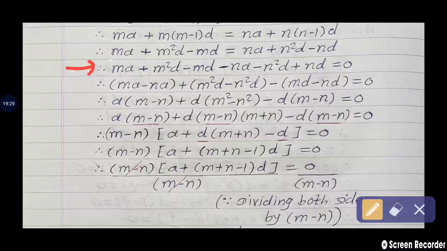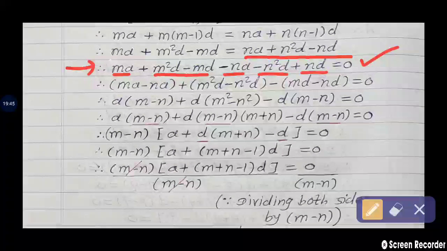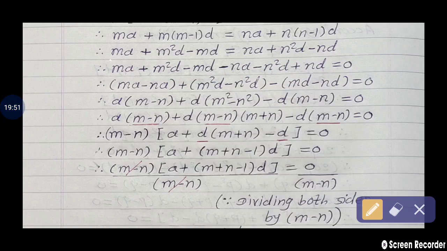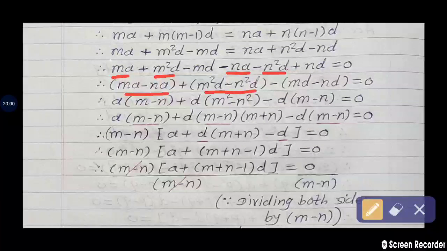In the next step, so ma plus m square d minus md. All these three right side terms we shift to the left hand side, so change the sign: minus na, minus n square d, plus nd. Nothing is there on the right hand side, so equal to 0. Therefore, we combine the terms like ma minus na in one bracket, plus m square d minus n square d in one bracket, and what remains?